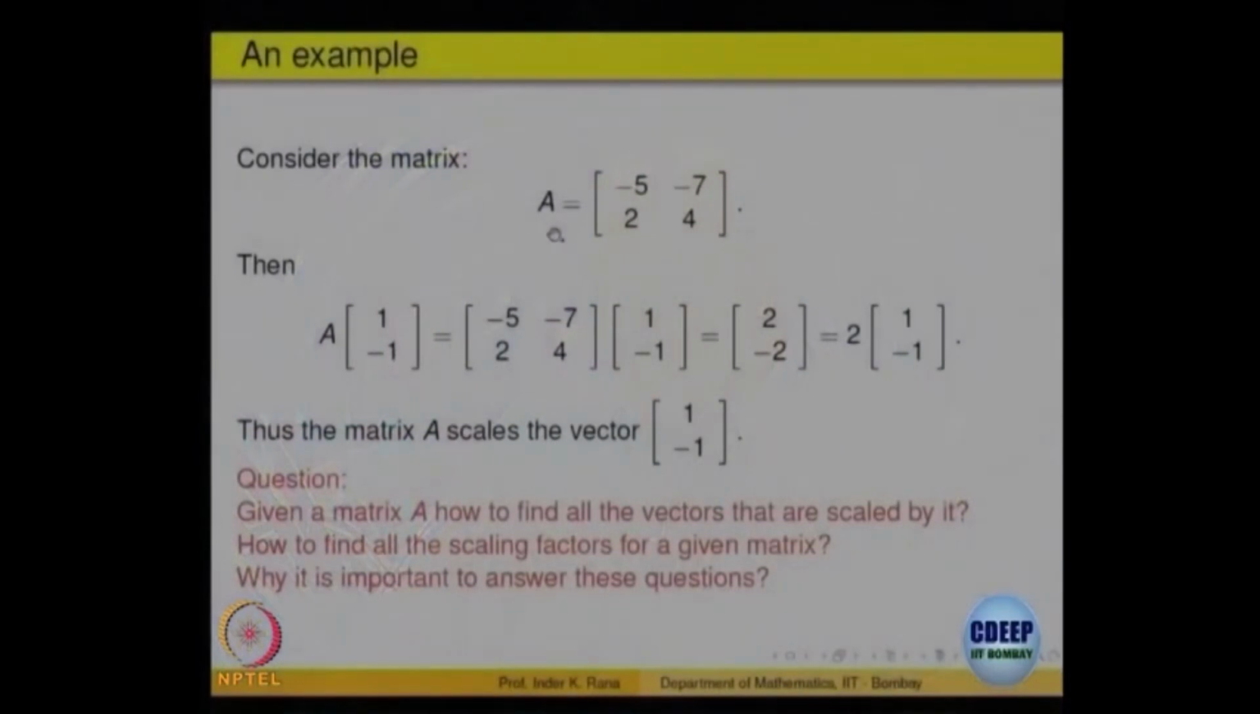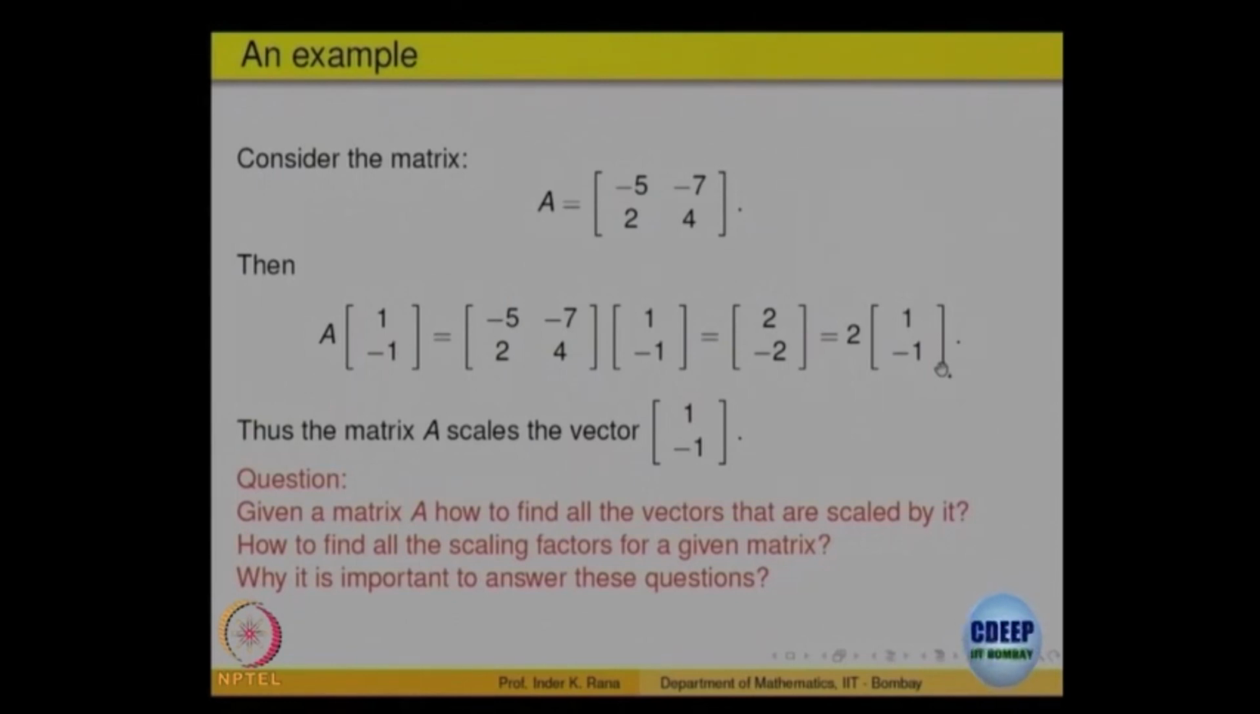So the question is: given this matrix A, I have selected one particular vector 1, minus 1, which has the property that the matrix A scales it by the scalar 2. I know the scalar, and I know the vector which is getting scaled. Actually, if I take any other vector along this line, say 5, minus 5, that also will be scaled, but by then it is again 2 times 5, minus 5.